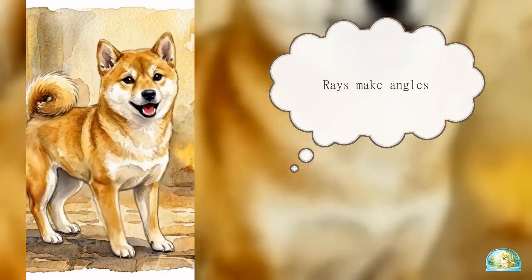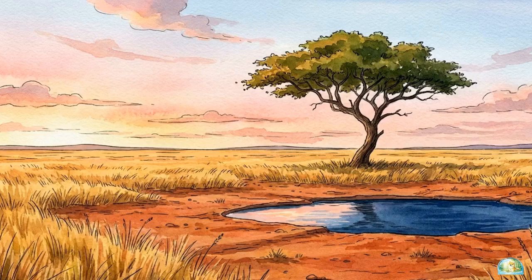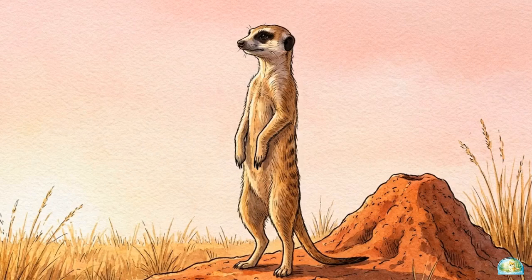Rays make angles. Turns have degrees. Measure the opening. Out on the dawn savanna, survival requires constant vigilance. Suri the meerkat stands tall on her termite mound, constantly turning to scan the horizon for danger.